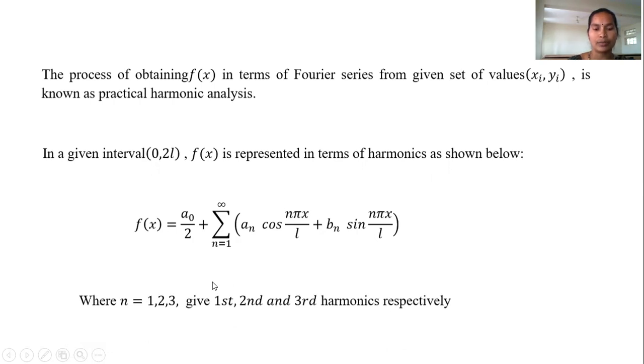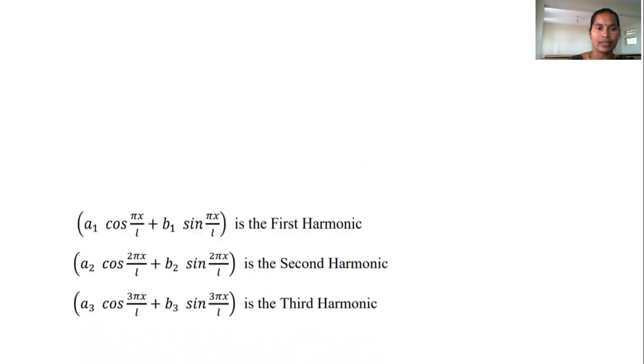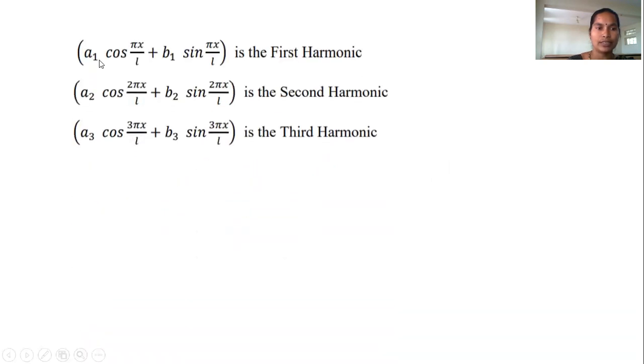Here n takes the values 1, 2, 3, which give us the first harmonic, second harmonic and third harmonic. Let us consider these by substituting n equals 1. If we substitute n equals 1, the equation becomes a1 cos pi x by L plus b1 sin pi x by L. Actually we have n pi x, and with n equal to 1 the equation reduces to a1 cos pi x by L plus b1 sin pi x by L. This is called the first harmonic.